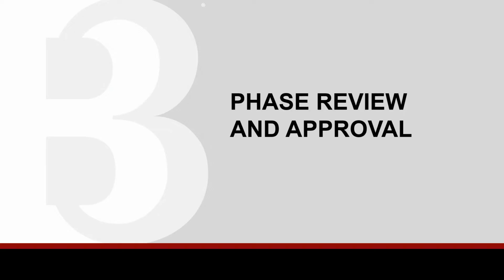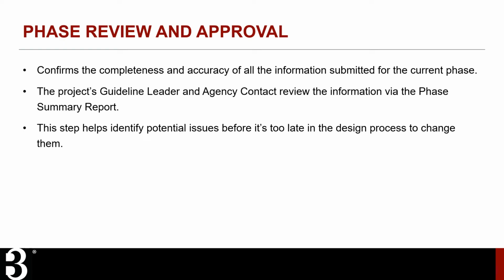Now let's talk about the phase review and approval process, which is performed by the guideline leader and the agency contact. Phase review is a step that helps ensure all of the information provided during the current phase is complete and accurate. During phase review, the project's guideline leader and agency contact will review the submitted information via the phase summary report. This step helps identify potential issues before it's too late in the design process to change them.